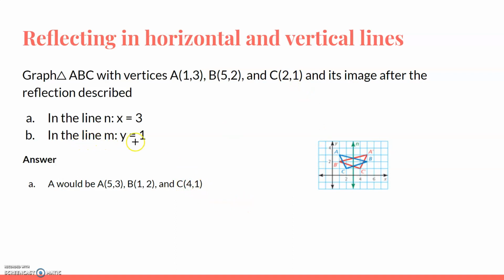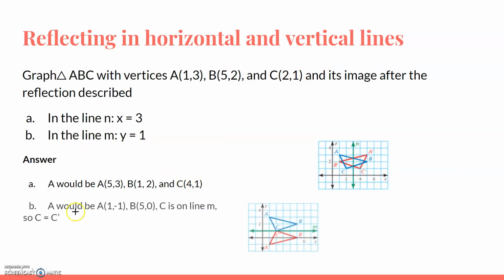And then for the line M, y = 1, A' would be (1, -1). You can see here we're bringing it down 4, so (1, 3) minus 4 gives us (1, -1). B (5, 2) is 2 above, so 2 minus 2 gives us 0. And C is on line M, so as we learned earlier, C is equal to the new figure's C'.